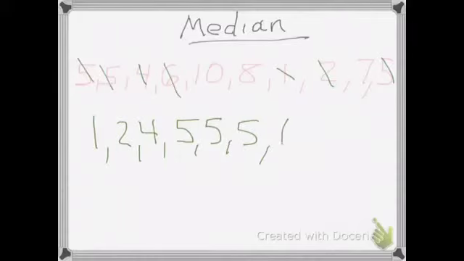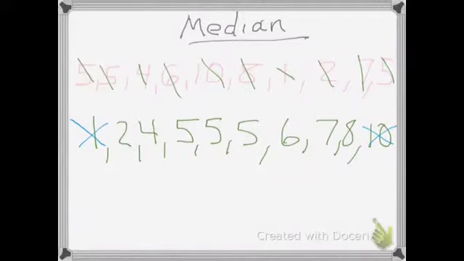I have a 6, I have a 7, I have an 8, I don't have any 9s, and I have a 10. So now that all my data is in order, what I want to do is continue crossing out from one side and then the other side until I find a number that's directly in the middle, because median means middle. So cross that out, cross that out, front, back, front, back, front, back, front. And now I'm left with the 5 in the middle, and that means my 5 is my median number.